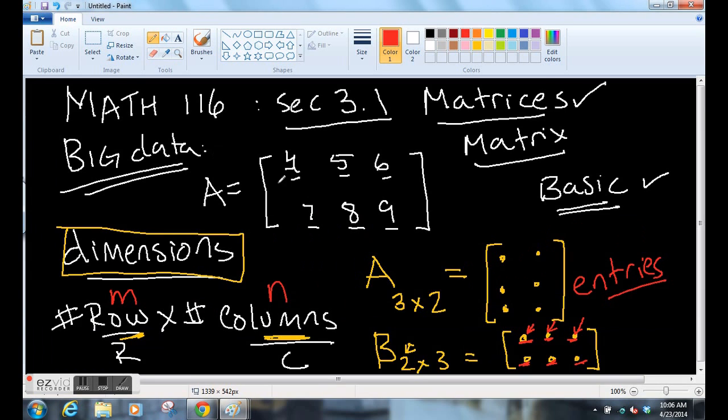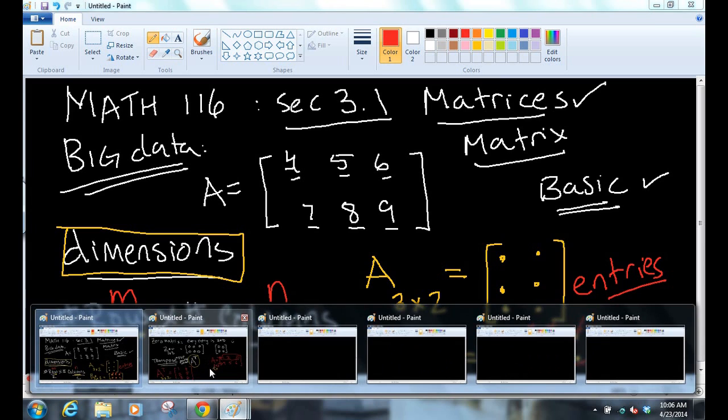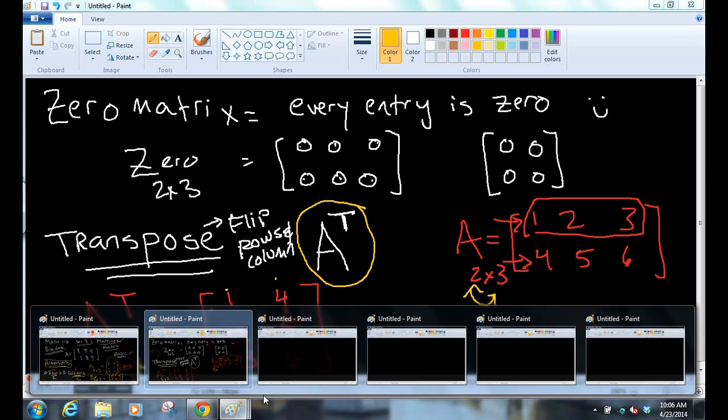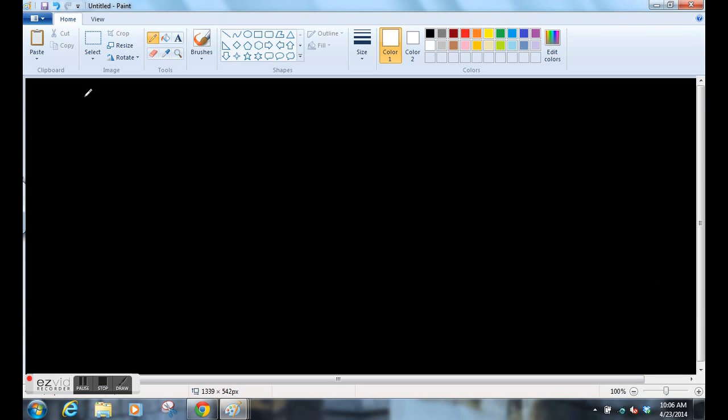All right, so let's review what we have. So far, we have matrices, which are rectangular arrays of numbers. They have dimensions, rows by columns, and they have entries. That's what we've done so far. Second page, we have the zero matrix, and we can transpose a matrix by flipping the rows and columns. Okay, third page, we can add and subtract matrices, but they have to be of the same dimension.